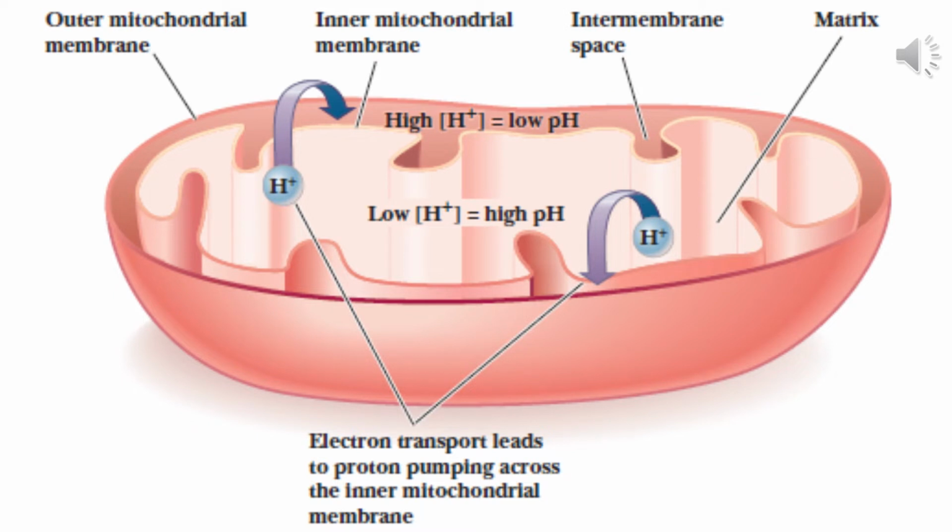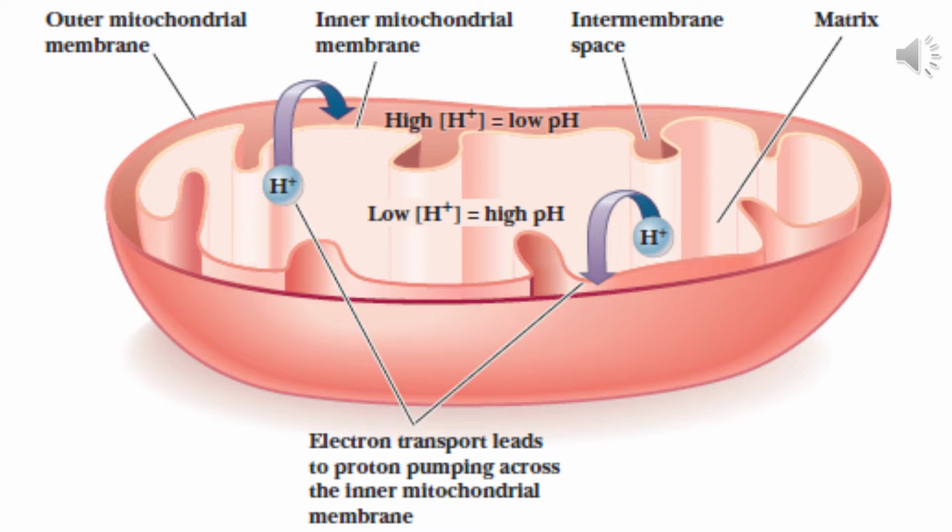According to the chemiosmotic hypothesis proposed by Dr. Peter Mitchell, generation of ATP basically depends upon a proton gradient, a difference in concentration of protons on either side of the inner membrane of the mitochondrion. Look at the diagram here. Inside the matrix, there is a very low concentration of protons, which means a higher pH. While across that membrane, in the intermembrane space, there is a very high concentration of protons, that means a very low pH.